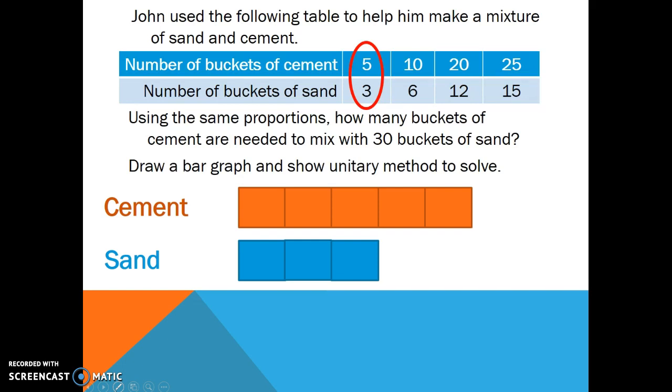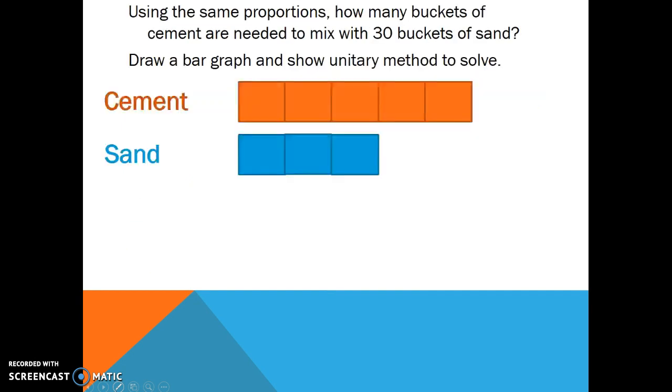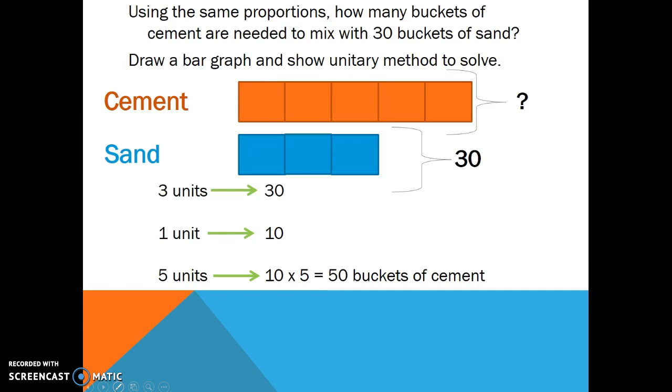Okay, so there's my ratio of cement to sand. I have 5 units of cement for every 3 units of sand. And I have 30 buckets of sand, so 3 units are going to equal 30, 1 unit equals 10. We divide that out. Now I want to solve for 5, and 5 units equals 10 times 5, or 50 buckets of cement.